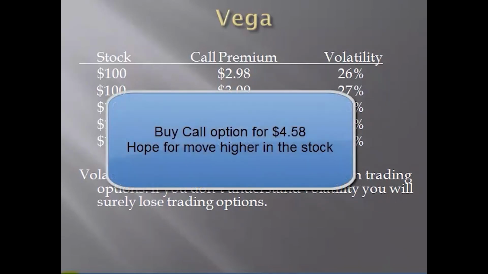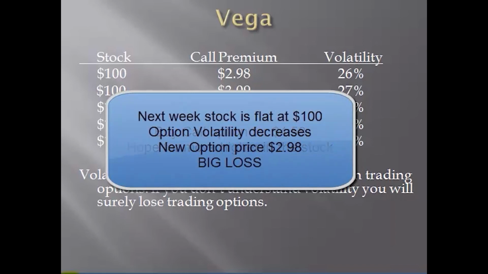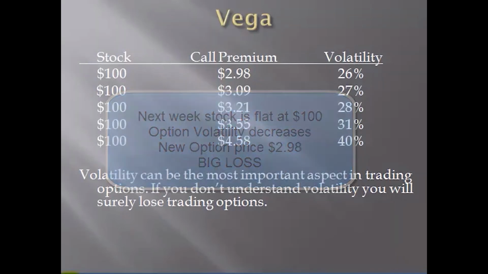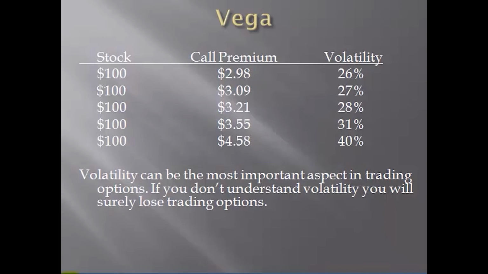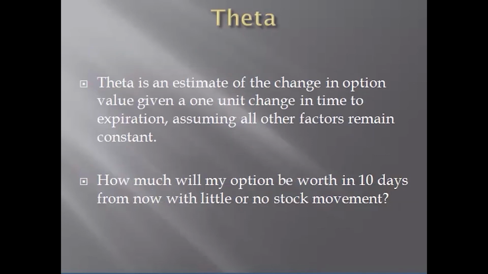You can also think of this in terms of buying a call option when the stock is trading at $100 with a volatility of 40%, hoping for a move up. And the next week, it's still trading at $100, but the volatility has imploded down to 26%. We've lost a whole lot of money and the stock hasn't even moved very much. So Vega will give us an idea of the change in the call premium based on a percentage move in volatility.